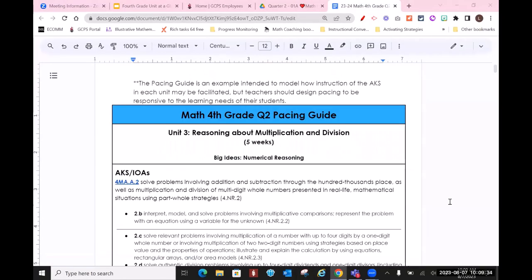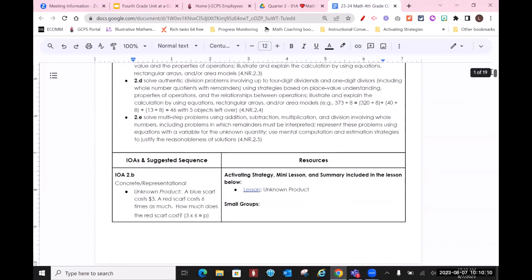Here's the pacing guide for Quarter 2, Unit 3, Reasoning about Multiplication and Division. The suggested length for Unit 3 is 5 weeks. Unit 3 focuses on AKS 4MA A2, which is solving problems involving addition and subtraction through the 100,000s place, as well as multiplication and division of multi-digit whole numbers presented in real-life mathematical situations using part-whole strategies. We're going to scroll down and take a look at our pacing guide.